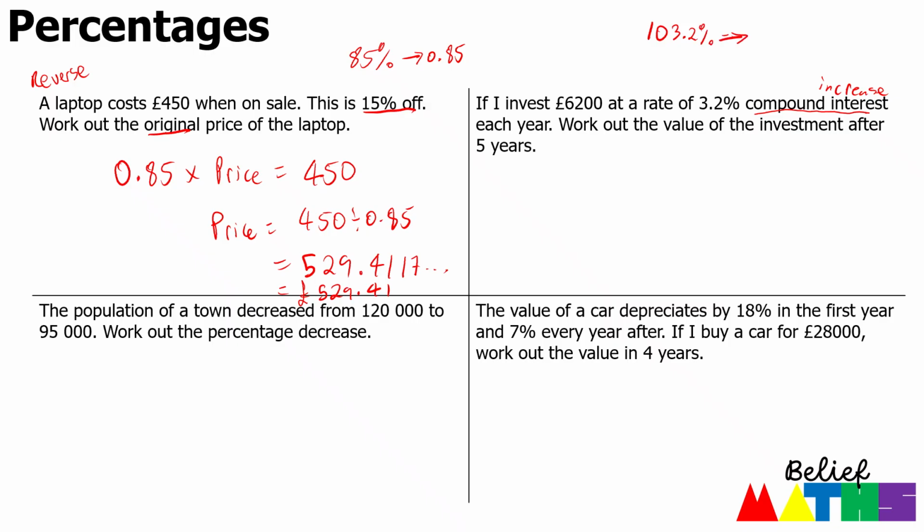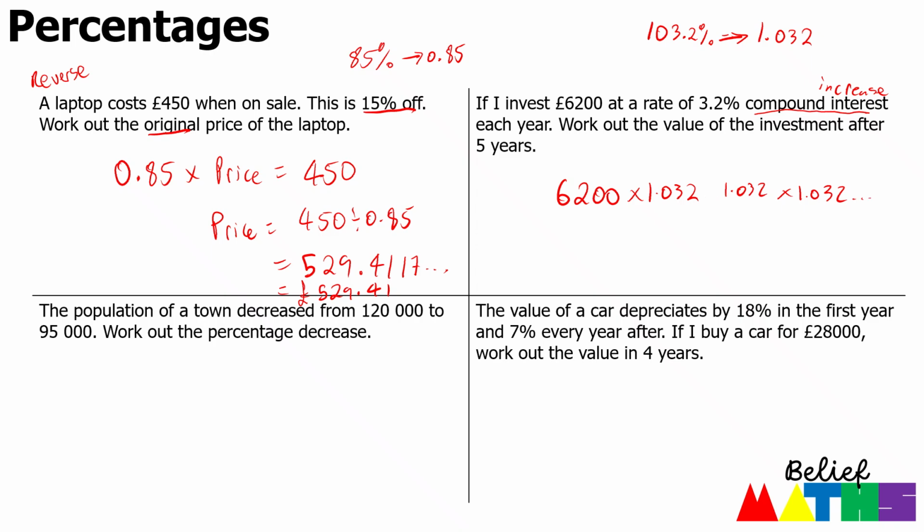As a multiplier, that's 1.032. So we're doing 6,200 times 1.032. And we're doing that 5 times, so times 1.032 times 1.032, etc. And that just takes too long.